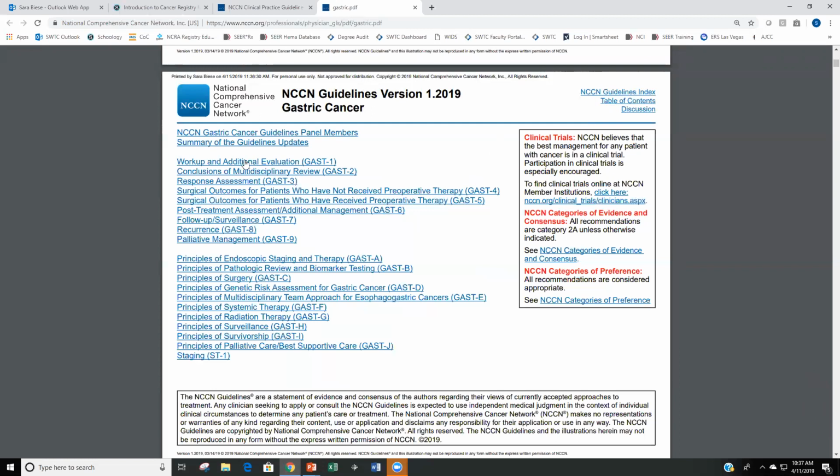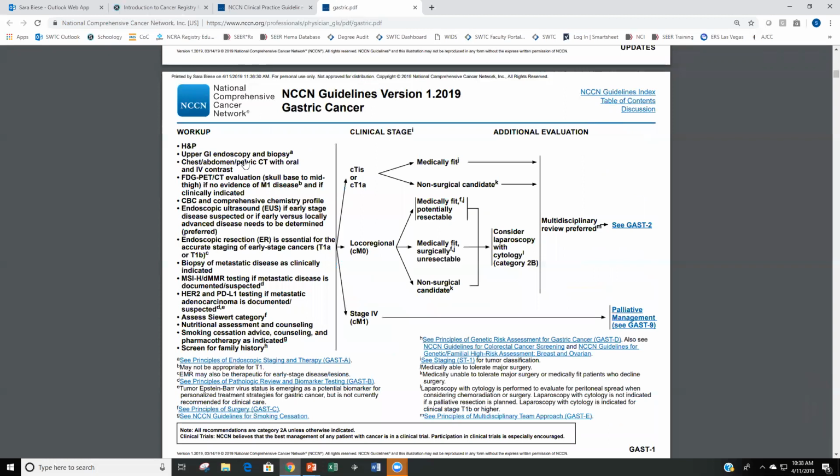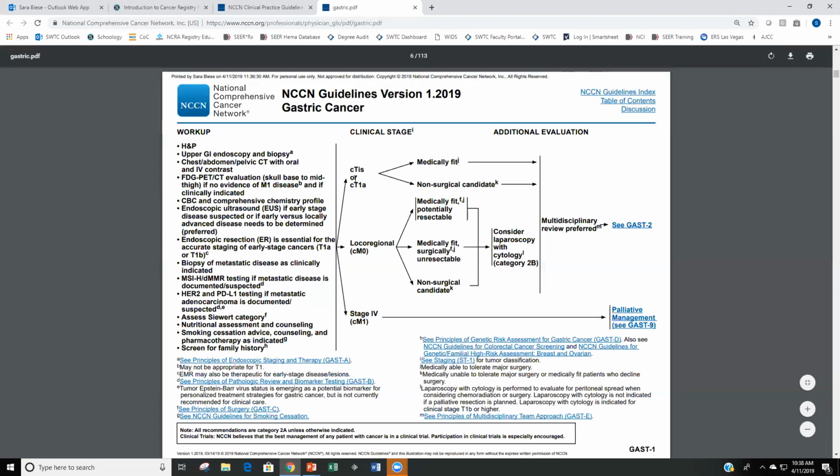So, for the stomach, just click on workup. And as you can see, the workup is pretty extensive. You need to do the upper GI endoscopy with biopsy, chest CT, possibly a PET CT, lab work, and then the ever important endoscopic ultrasound. Okay, because that's really going to drive what the treatment is. So it's a very important procedure to do.